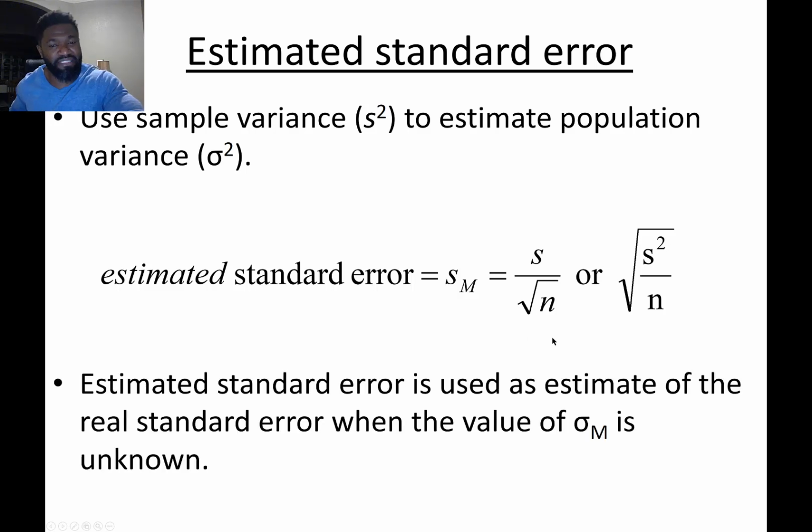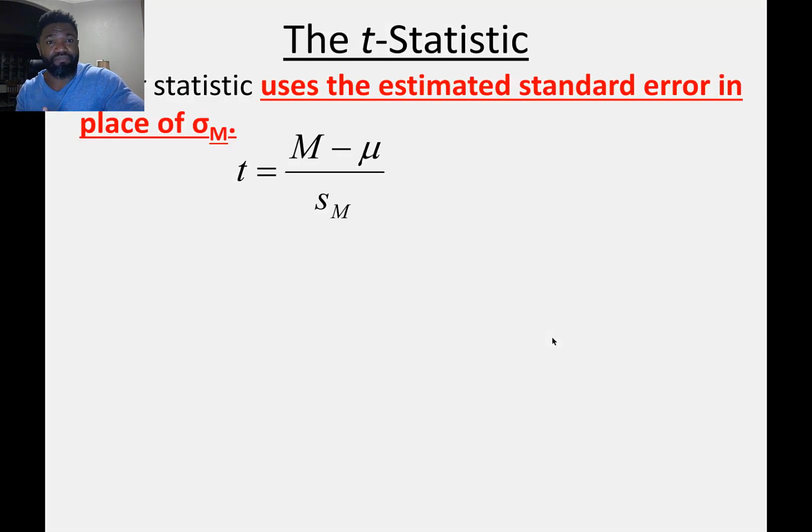And the estimated standard error is used as an estimate of the real standard error when the value of the standard error is unknown. So we have to figure this out, and we just use that as a stand-in for what the real standard error is in our population.